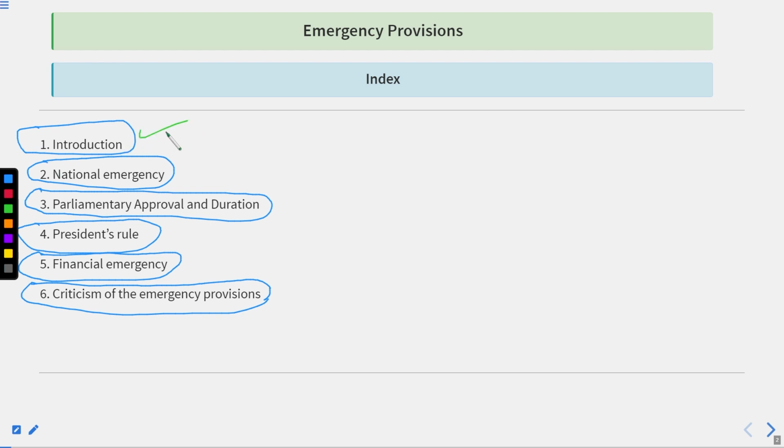We have finished so far the introduction part, national emergency, parliamentary approval and duration, and we have been discussing president's rule. The topics we are left with are the financial emergency and criticism of the emergency provision. So we will start from where we had left in the previous lecture.